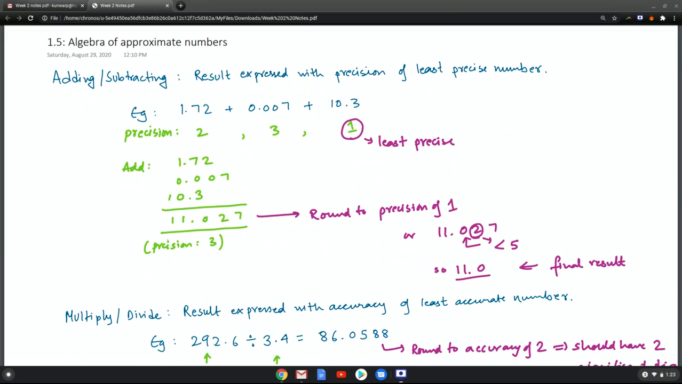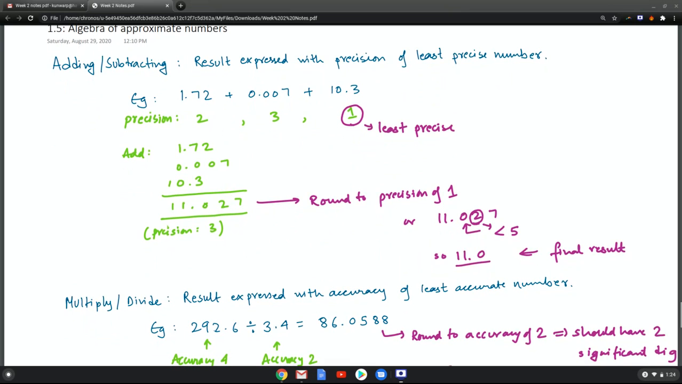Okay, we know how to work with exact numbers, how to add them, subtract them, multiply, divide them. When working with approximate numbers, there's a separate set of rules. For example, for adding, subtracting, the result is expressed with the precision of the least precise number. For example, I have 1.72 plus 0.007 plus 10.3. I find the precision of each of these numbers. It's 2, 3, and 1. So the least precise has a precision of 1. So my final result needs to have a precision of 1.